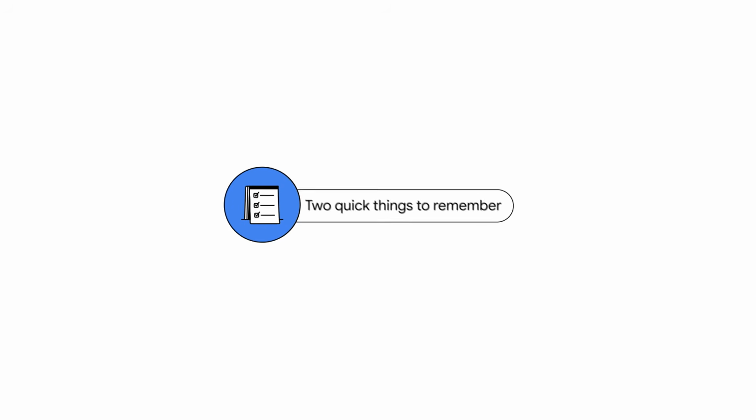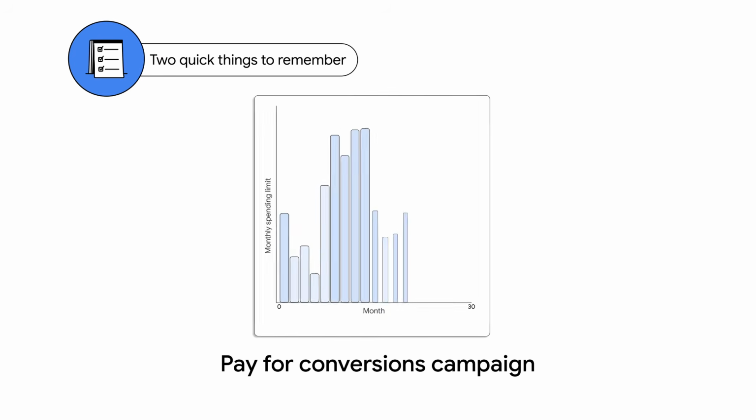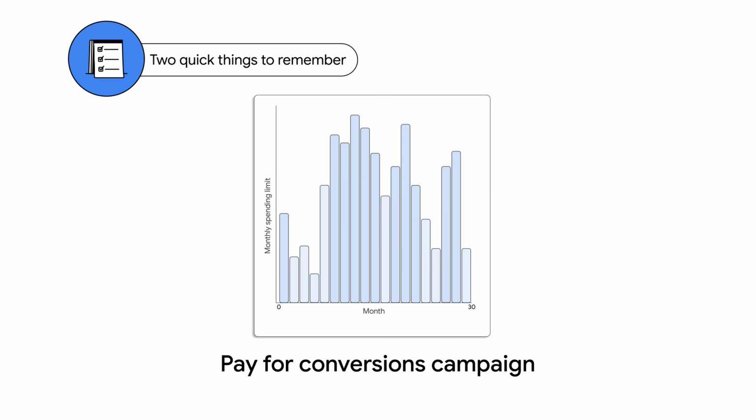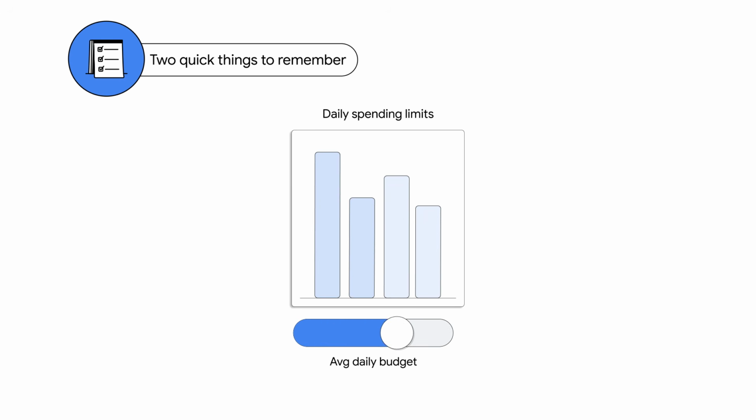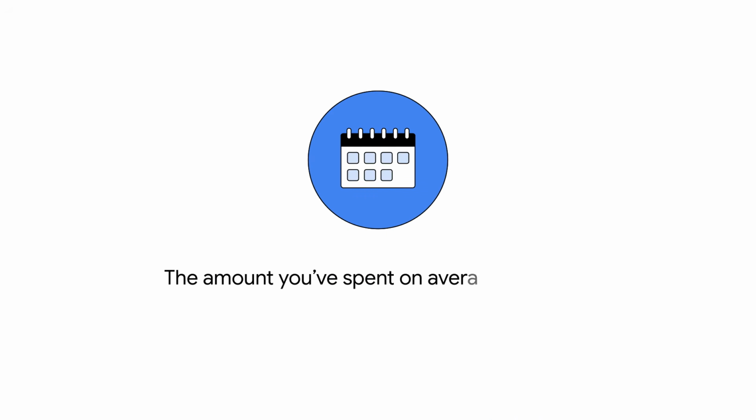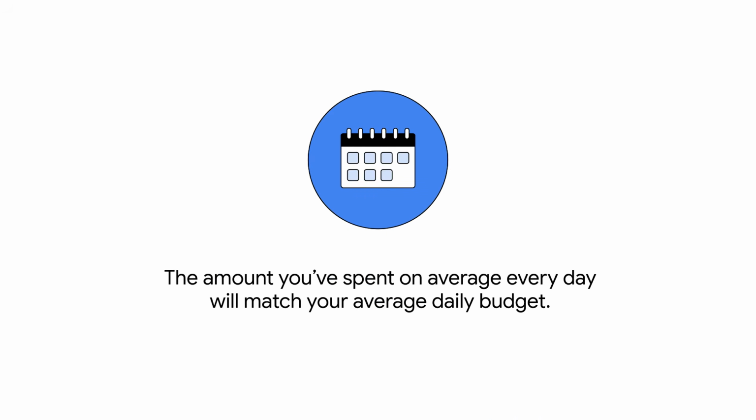2 quick things to remember. 1. If you're running a Pay for Conversions campaign, there is no daily spending limit, but the campaign will always stay within the monthly spending limits. 2. The moment you change your average daily budget, your daily spending limit updates too. But at the end of the month, it all balances out. The amount you've spent on average every day will match your average daily budget.